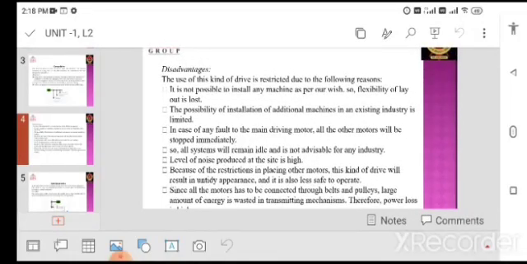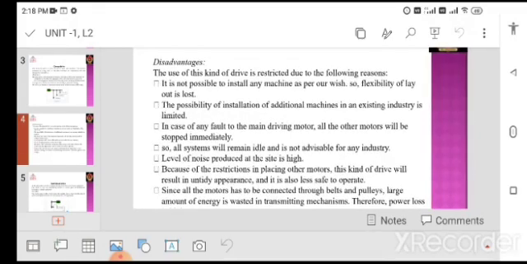We will also discuss the disadvantages. It is not possible to install any machine as per our wish, so flexibility of layout is lost. The possibility of installation of additional machines in an existing industry is limited.